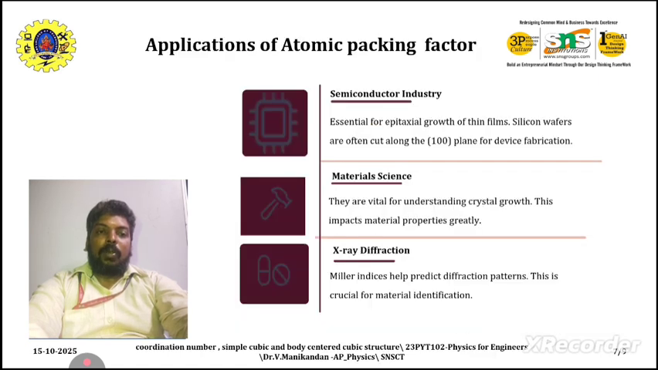So what are the main applications? One is the semiconductor industry. The atomic packing factor is used for semiconductors to calculate the atomic radius, doping level, and electronic conductivity based on atomic packing density. In material science, the brittle and ductile nature can be assessed using the atomic packing factor. In X-ray diffraction, according to the atomic density, the diffraction patterns also differ, and from that we calculate atomic structures.